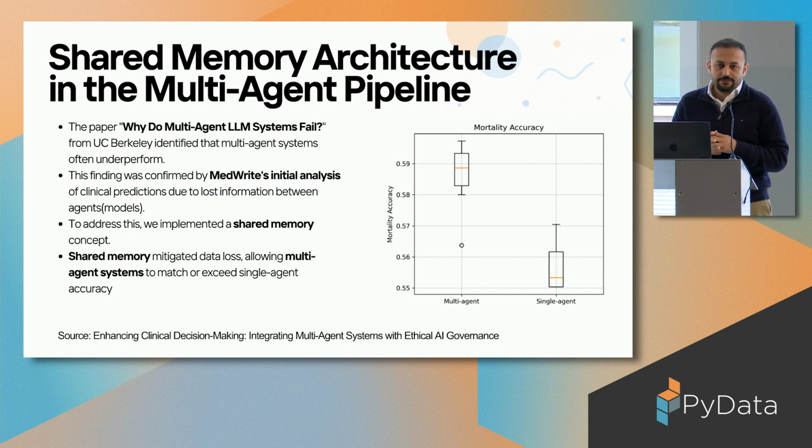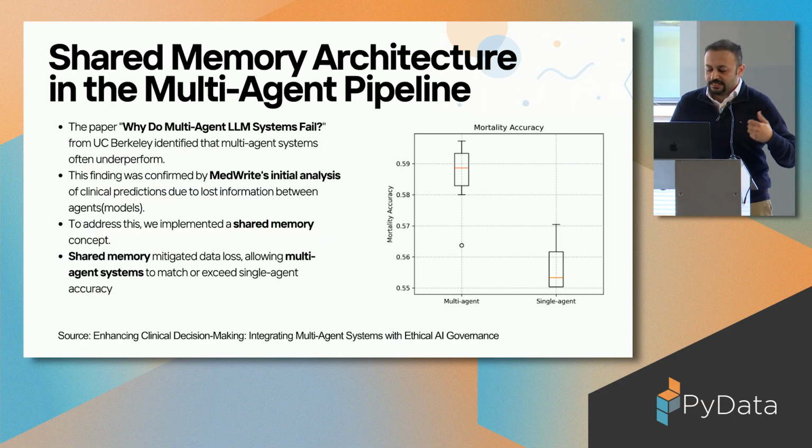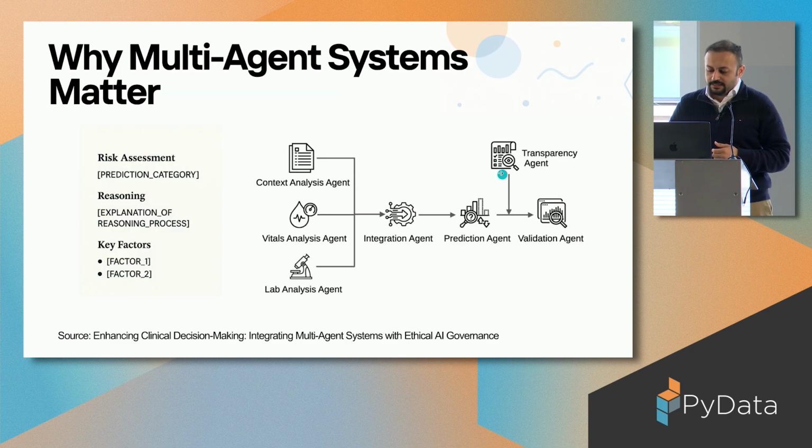It's from UC Berkeley. And the researchers found in many cases simple models work better than multi-agents. So okay, multi-agents is important, but it might fail in some cases. So how to fix this issue? For example, one thing we verified, we did the same analysis and we found similar results, but we applied something called a shared memory between all agents.